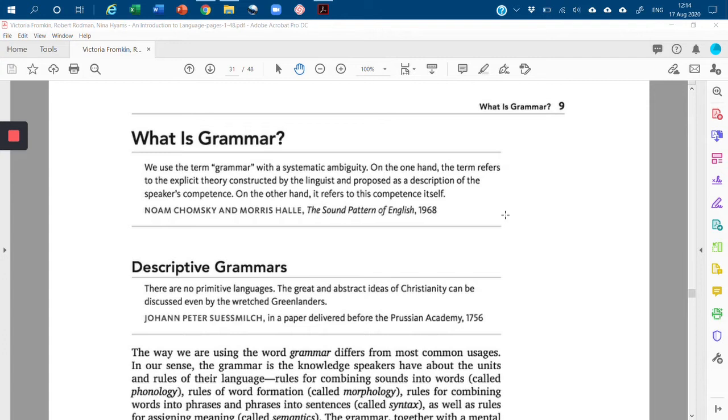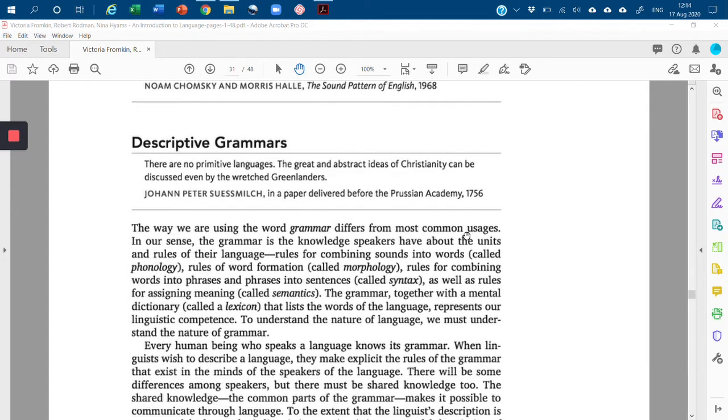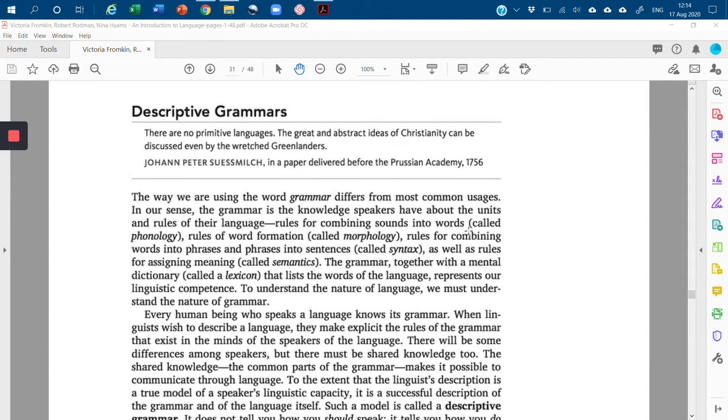So if I asked you what is grammar, you'd probably tell me, oh, it's how you put together a sentence and where your verbs go and your objects and your subject and so on. And you'd be right. We're going to focus on some general aspects. So here you can see descriptive grammars, right? We're going to be looking at what the word grammar actually means.